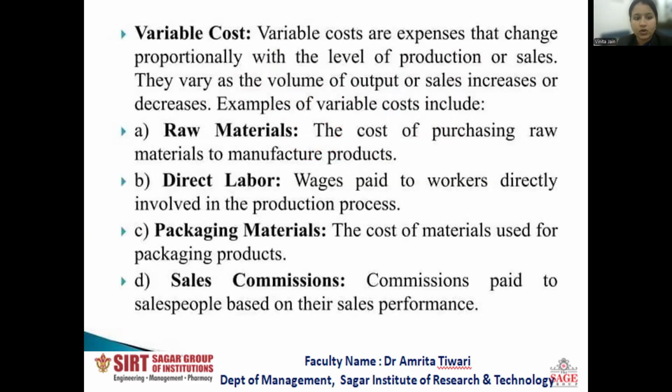So what is the variable cost? Variable cost changes proportionally with the level of production or sales, as volume, output, or sales increase or decrease. Examples: raw material cost, direct labor cost, packaging cost, and sales.